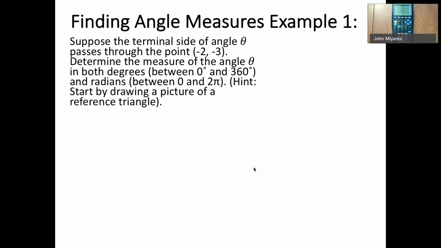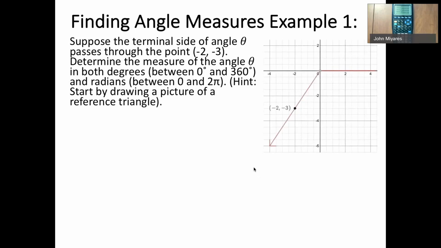The first thing we'll do is draw a picture of this angle. Here we have an angle plotted in standard position whose terminal side passes through the point (-2, -3). We'll drop a perpendicular to the negative x-axis to form our reference triangle. The angle we're interested in is marked by this red arc here, but in order to find it, we're going to first have to figure out what the measure of the reference angle alpha is here.